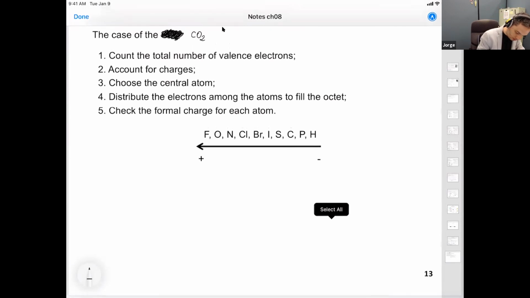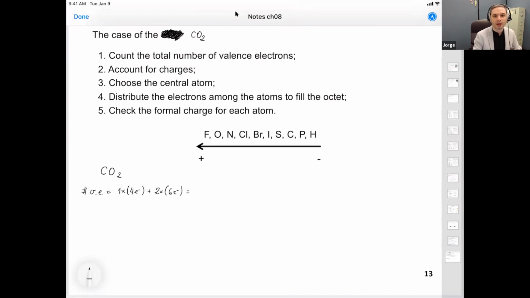So let me quickly sketch here. So CO2. Let's count the number of valence electrons for this compound. That's going to be 1 times 4 electrons from the carbon, plus 2 times 6 electrons from the oxygen. Therefore, we have a total of 16 electrons to be shared among the atoms.